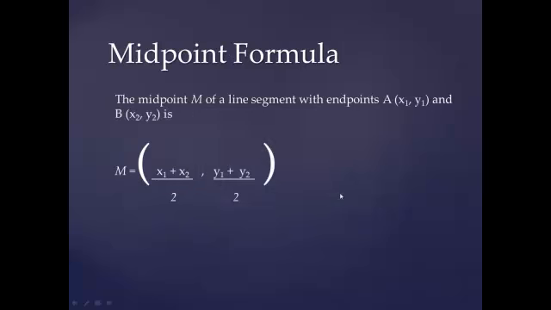The midpoint formula. The midpoint M of a line segment with endpoints A, which is (x1, y1), and B, (x2, y2), is the midpoint equals x1 plus x2 over 2 for the x value of the midpoint, and y1 plus y2 over 2 for the y value of the midpoint. Please pause the video if there's any of this information you still need to get copied down.